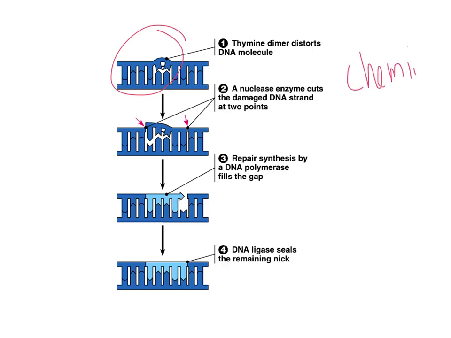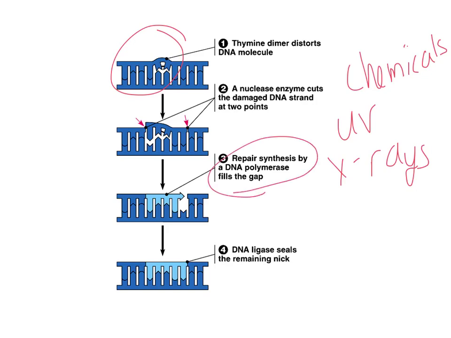Chemicals, UV light, X-rays, things like cigarette smoke, all of these things can damage the DNA. Your cells do have a limited amount of repair that they can do to the DNA. Again, we've got these DNA polymerases that will come into play. DNA polymerases can proofread and try to replace incorrectly paired nucleotides before anything ever gets finalized.